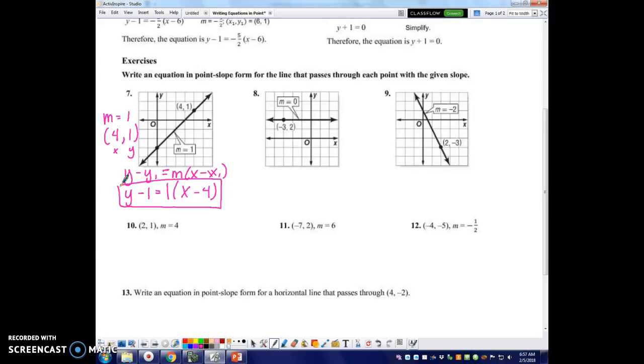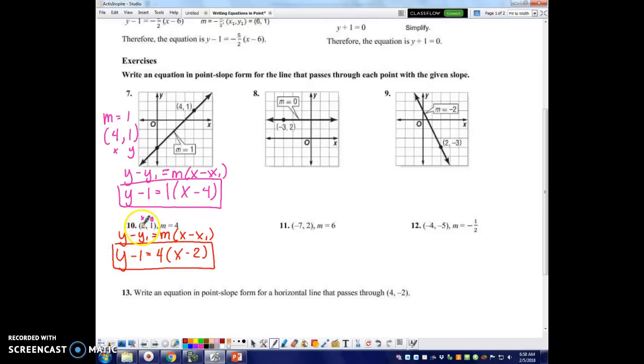So let's try number 10. You don't have a graph. Remember, label x and y. Sometimes that really, really helps. So the equation is y minus y1 equals m times x minus x1. So we have y, the opposite of y is going to be negative 1, equals m, which is 4, times x, the opposite of x, minus 2.